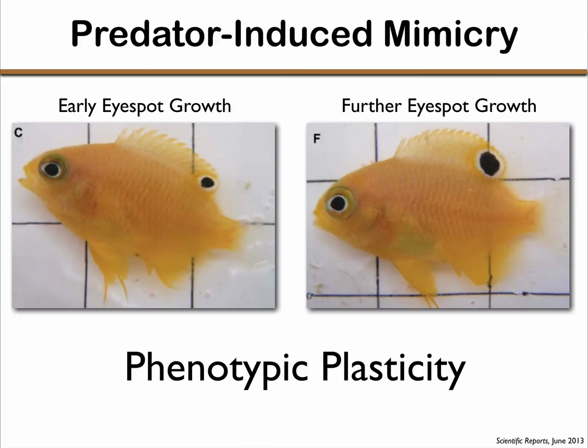And here we can see the early eye spot development on the damselfish on the left, and as the predator continues to be present, it gets even larger, as we see in the photograph on the right. We refer to this general phenomenon as phenotypic plasticity because we have the phenotype. A phenotype is like a trait, a characteristic of the animal, and in this case, the phenotype happens to be the eye spot. But there's plasticity in the fact that it's not always there in its large form. It actually develops and grows only when there is a predatory fish in the environment of the damselfish.